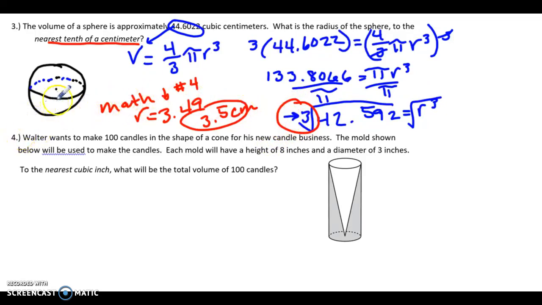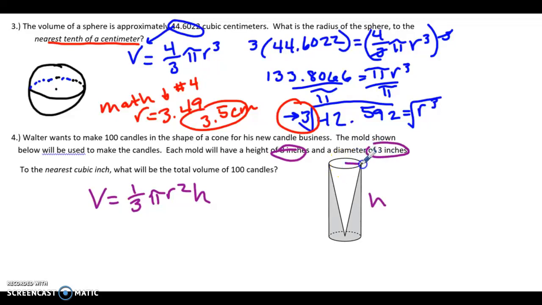Just quickly, we're going to take a look at number 4. Number 4 says Walter wants to make 100 candles in the shape of a cone. You're going to find the volume of a cone. Volume of the cone is 1/3 pi r squared times height. They give you the height is 8 inches. They give you the diameter is 3 inches.